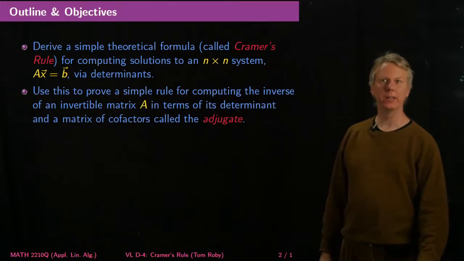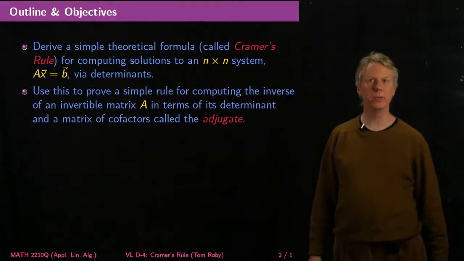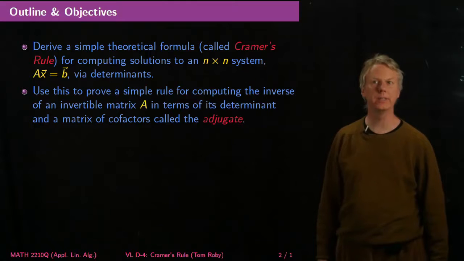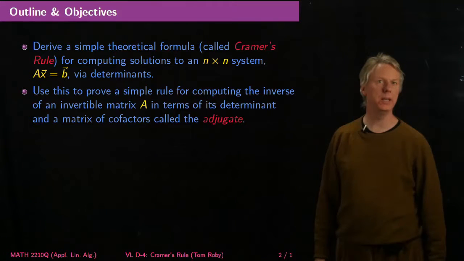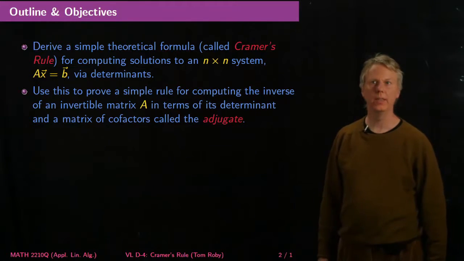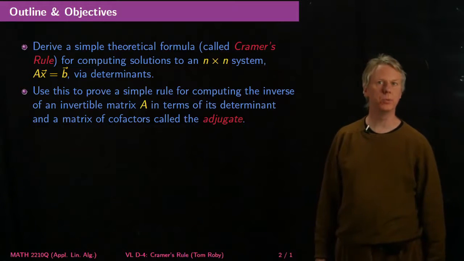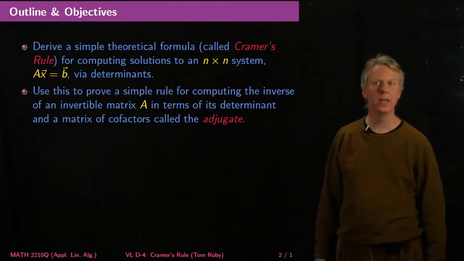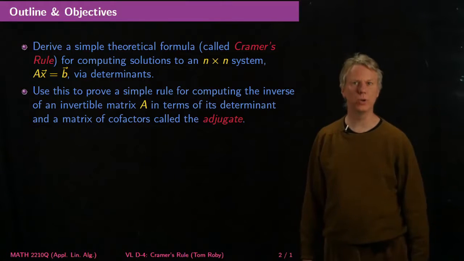Our outline and objectives are to derive a simple theoretical formula called Cramer's Rule for computing solutions to an n-by-n system, Ax equals b, using determinants. And then we'll utilize this to prove a simple rule for computing the inverse of an invertible matrix in terms of its determinant and a matrix of cofactors, which we'll call the adjugate.